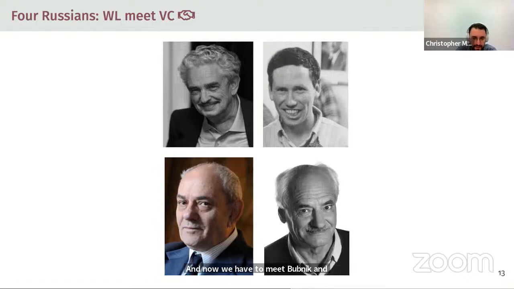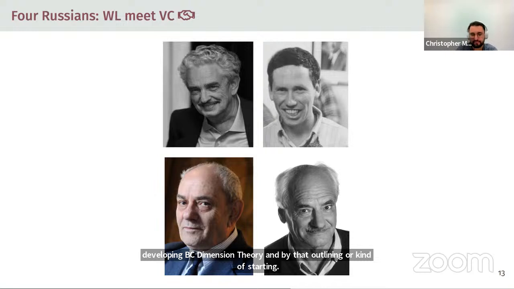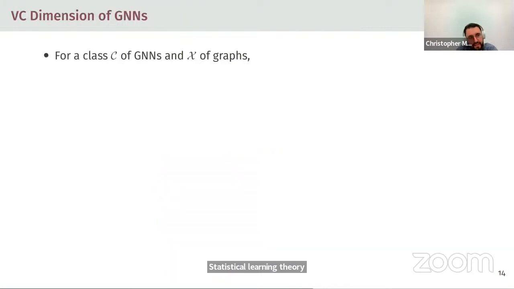And I guess many of you know Vapnik and Chervonenkis for developing VC dimension theory, and by that outlining, or kind of starting, statistical learning theory. Right? So Vapnik and Chervonenkis developed VC dimension theory. And here we basically extend VC dimension theory to GNNs. So what does this mean?